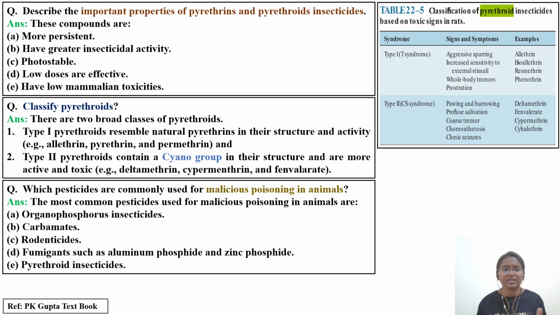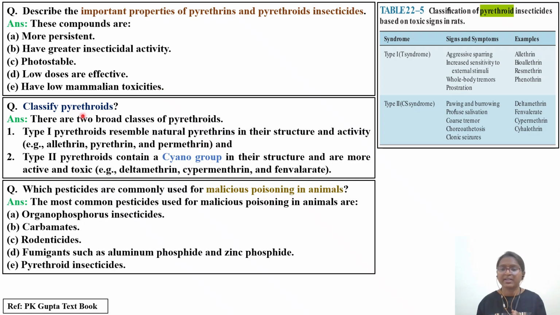Two to three textbooks are there, Illustrative Toxicology or some textbooks from this particular author. Describe the important properties of pyrethrins and pyrethroid insecticides. Very important. In order to understand the nature of a certain chemical and its use, you need to know the physicochemical properties. So as we have seen, these compounds are more persistent. Pyrethroids have greater insecticidal activity, are photostable, low doses are effective, and they have low mammalian toxicity, selective toxicity.